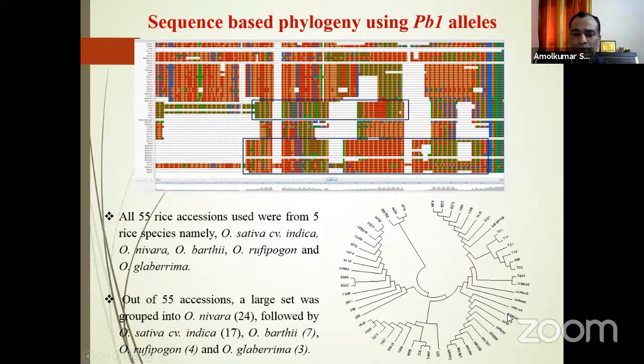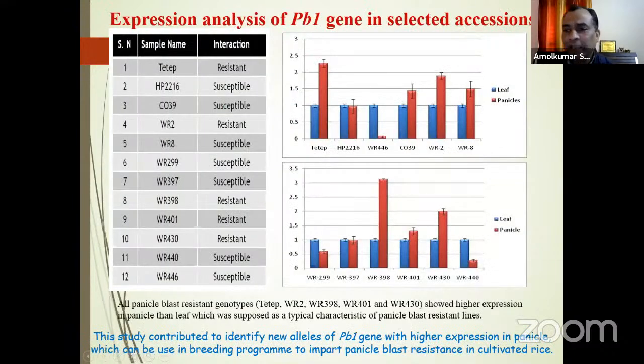We found that the lines which are resistant and susceptible fall in different groups. We also checked expression, as PB1 has more expression in panicle. Whichever lines we checked, either TETEP, wild rice 2, or wild rice 398 or 430, their expression of this gene is higher in panicle. There are some exceptions like CO39, where it is slightly higher, but not reaching even double in panicle in this resistant line. So we have identified these lines with more expression of this gene, and can take them for further crossing.